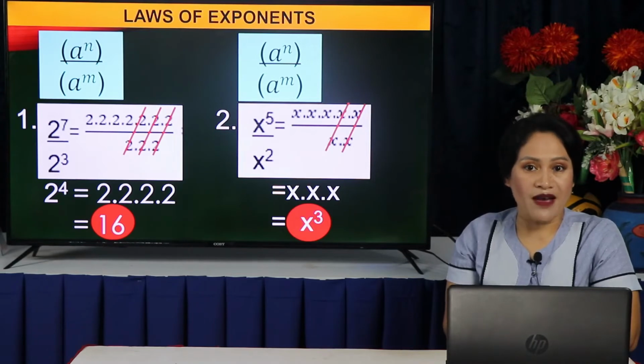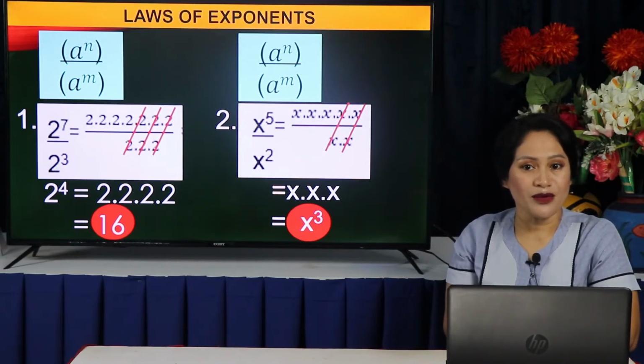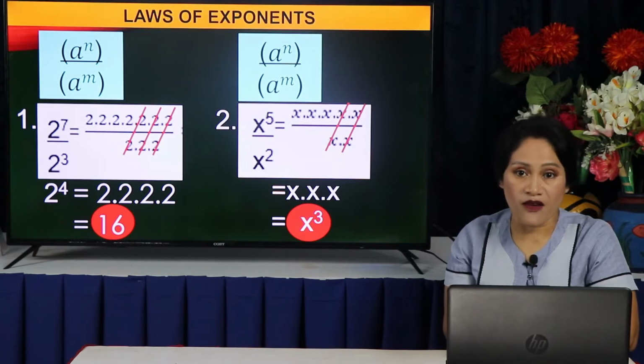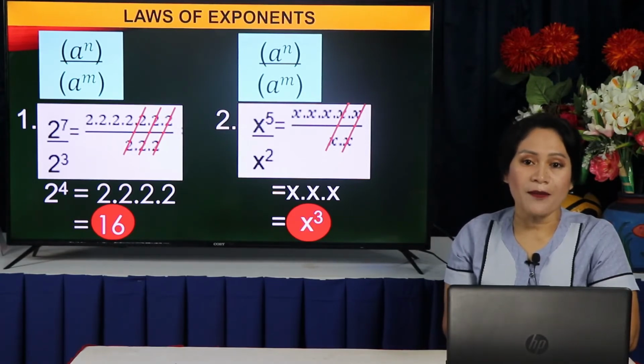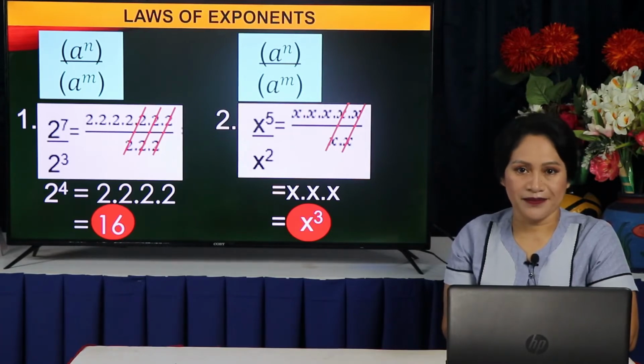2 to the power of 7 was simplified as 2 times 2 times 2 times 2 times 2 times 2 times 2 all over 2 to the power of 3, which is 2 times 2 times 2. Now, it becomes 2 to the power of 4 equals 2 times 2 times 2 times 2. And finally, the answer is 16.